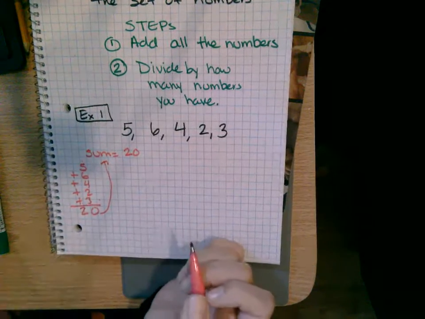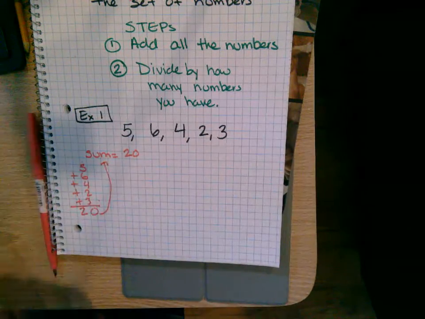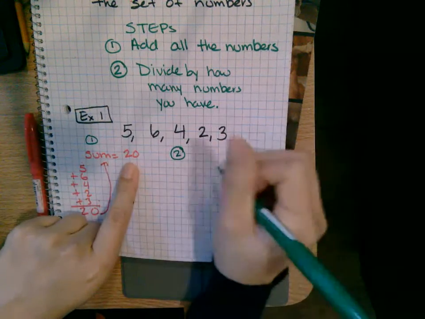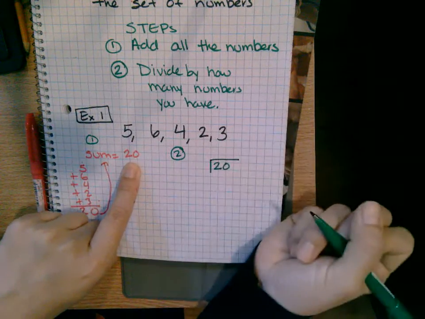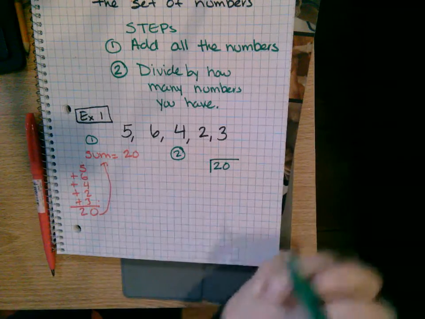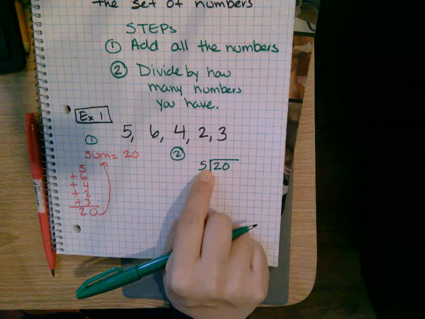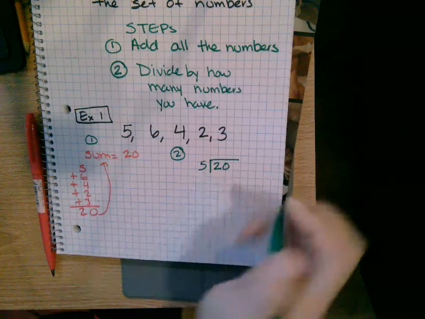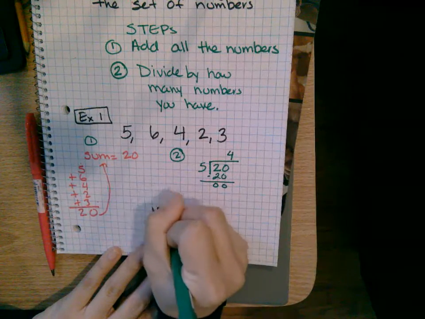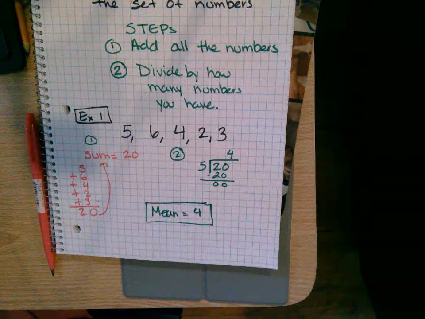Okay? Am I done? No. We have to do now step 2, which is divide by how many numbers you have. So this is step 1, and now we're going to do step 2. Take your sum of 20 and divide it by how many numbers we added. 1, 2, 3, 4, 5. So 5. Most of you should be able to do this in your head. What is 20 divided by 5? 4. Right? Because that gives you 4, remainder 0. So the mean is equal to 4. That's your final answer.